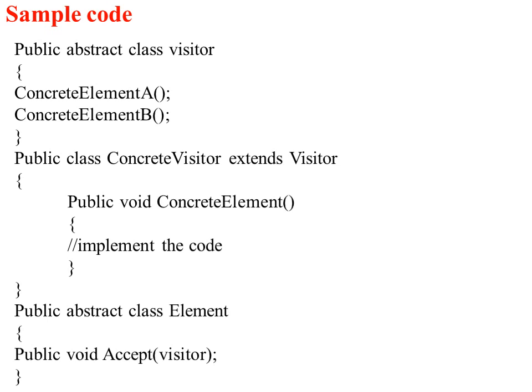Next, coming to the sample code. Public visitor is the main abstract class. Then there are concrete element A and concrete element B, so two elements. The concrete visitor extends the visitor operation. Element is one of the abstract classes, and we are taking concrete element A and concrete element B. The main responsibility of the element operation, as I already told you, is accepting the visitor as an assignment or a variable. So this is the sample code.